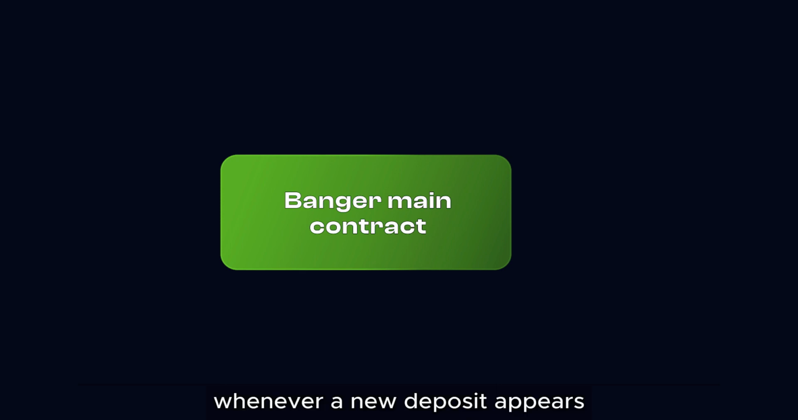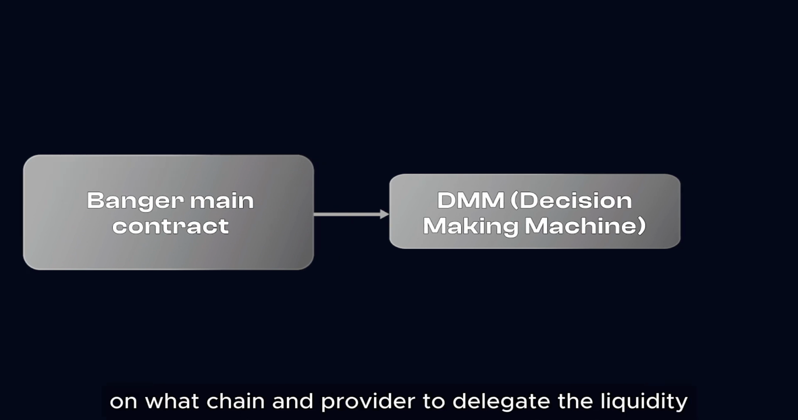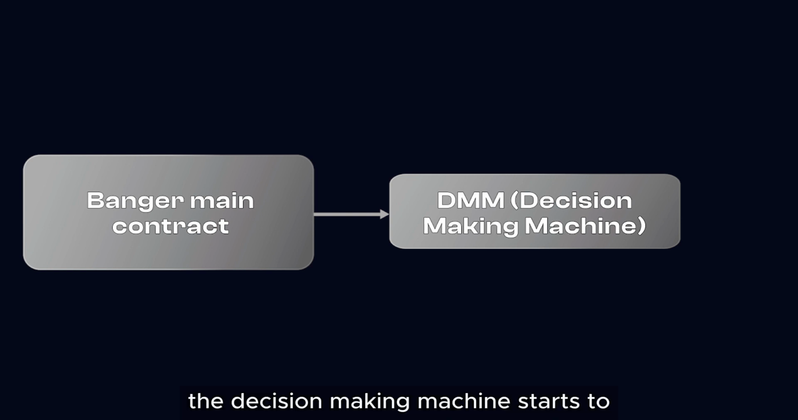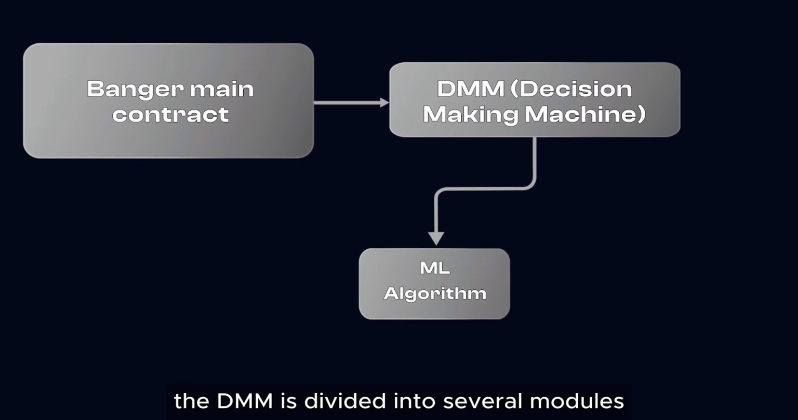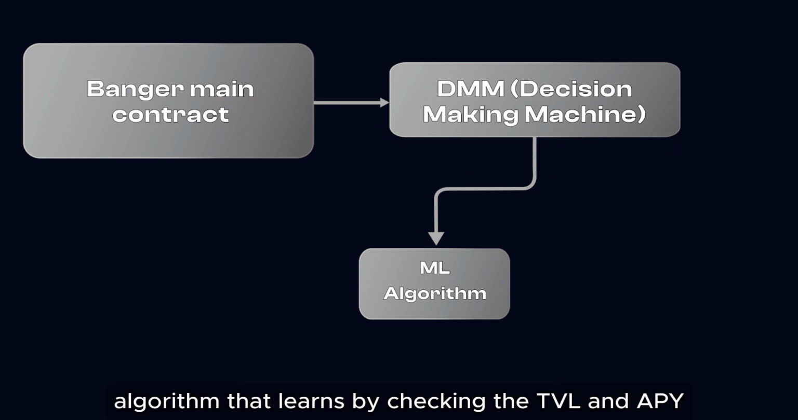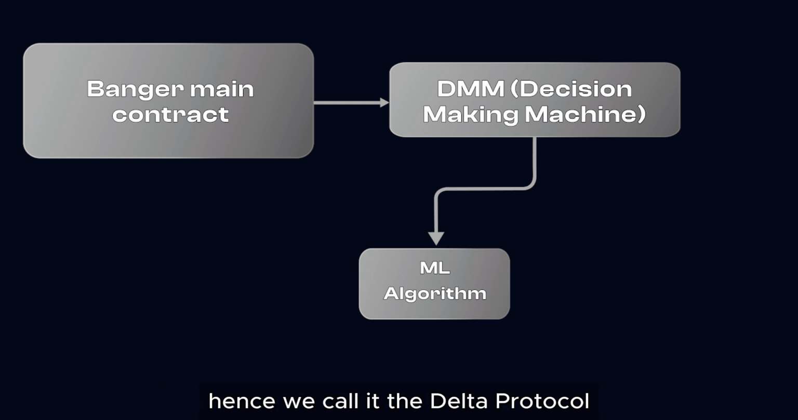Whenever a new deposit appears, the system starts to decide into which pool, on what chain and provider, to delegate the liquidity. The decision-making machine starts to calculate where to delegate the received liquidity. The DMM is divided into several modules. The key one is the machine algorithm that learns by checking the TVL and APY changes within time delta in various pools. Hence, we call it the Delta Protocol. This is the Banger network's secret sauce.